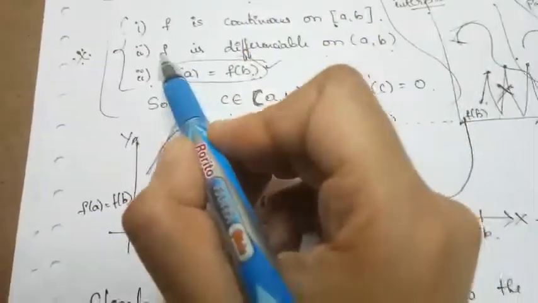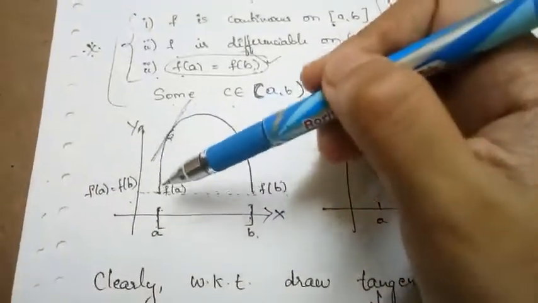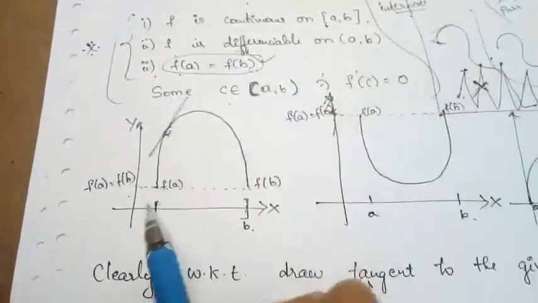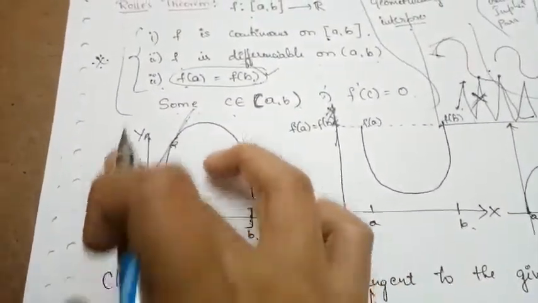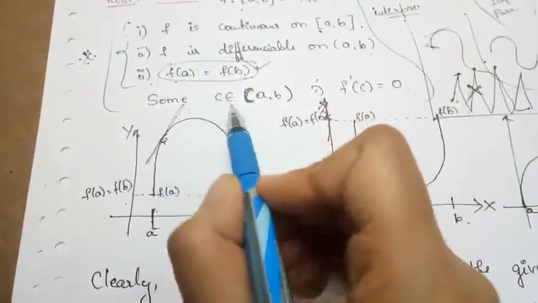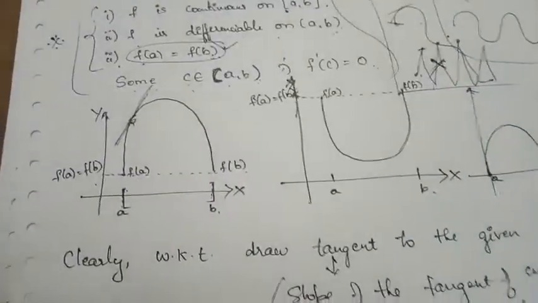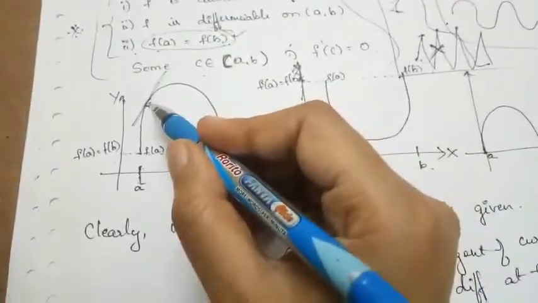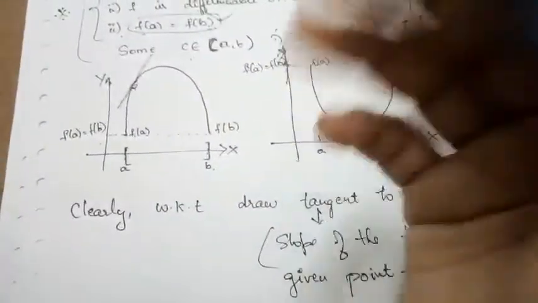Since they are saying that f is differentiable on A comma B, which means on an open interval A comma B, we are able to draw the tangent at every point of the curve in A comma B except at the end points of A comma B. So except at the end points, at the rest of all the points in the curve I am able to draw the tangent. So what they are saying is, there exists some C which is belonging to A comma B such that f dash of C is equal to 0. What does that imply? As I said, differentiability is nothing but the slope of the tangent of the curve at a given point.